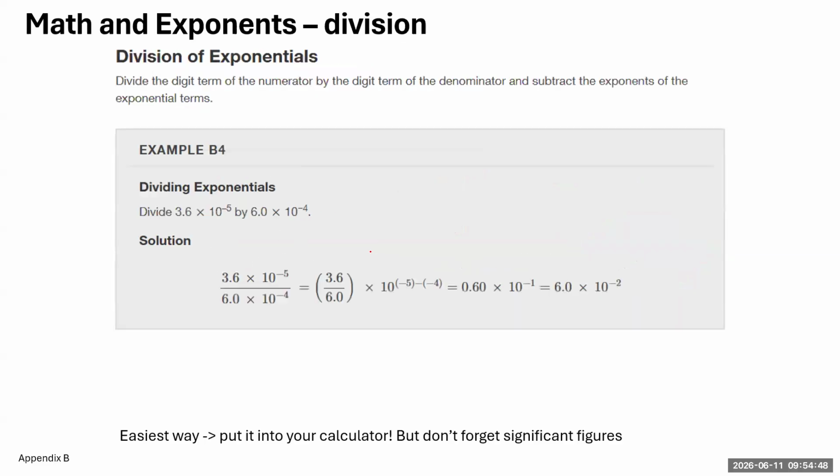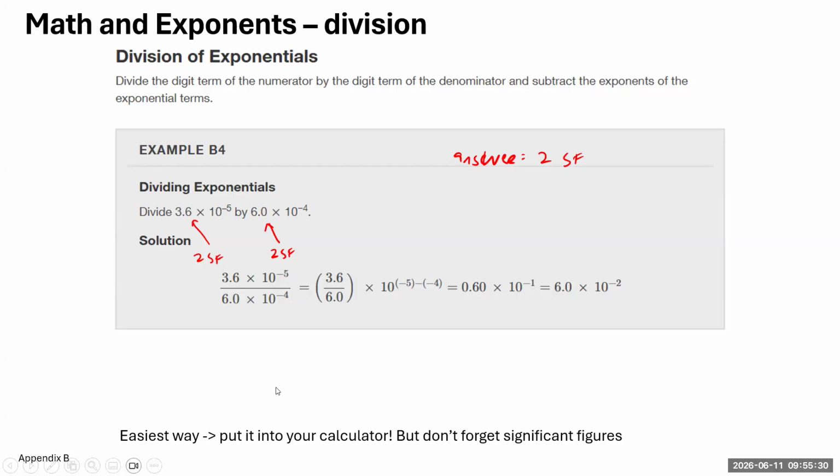Let's do now a division. Divide 3.6 times 10 to the negative fifth by 6.0 times 10 to the negative fourth. Count sig figs: two sig figs in both. Remember, you use the least amount of sig figs, but since there are two in both, the answer is going to be in two sig figs. So let's put that in our calculator. We'll go back to the other calculator. 3.6 times 10 to the negative 5. But remember, use brackets, use brackets, use brackets.